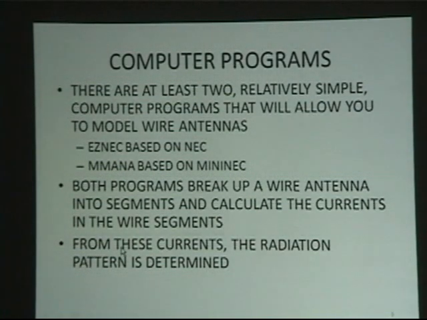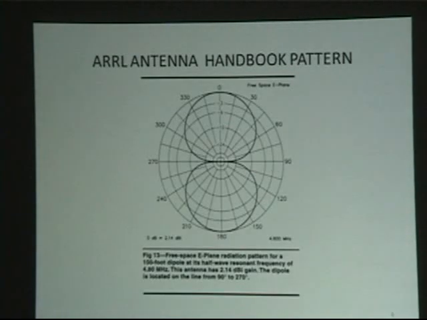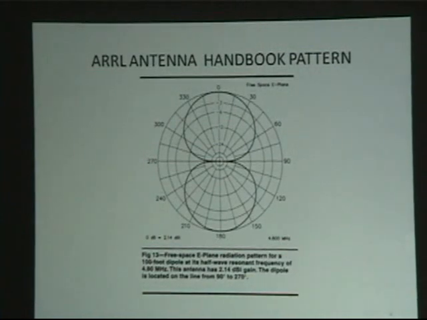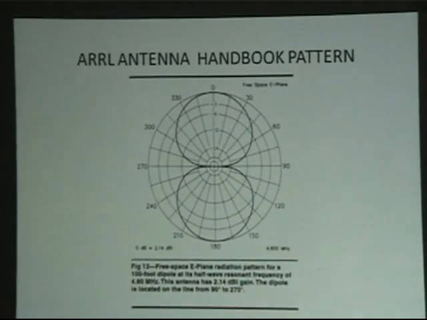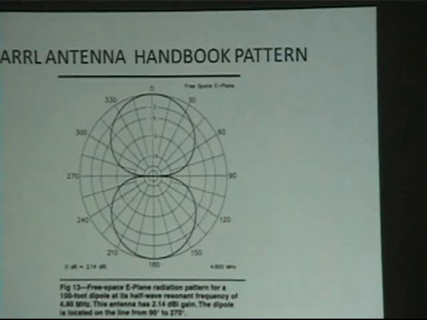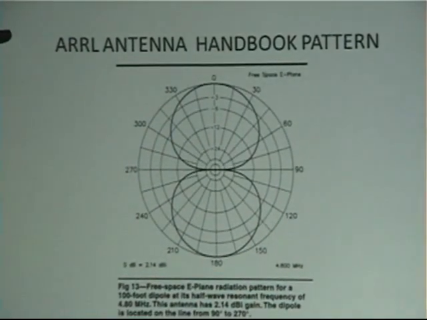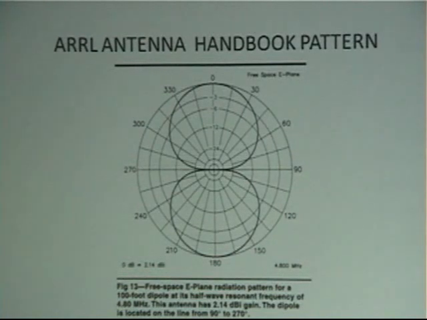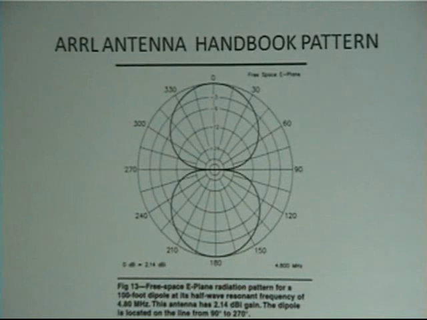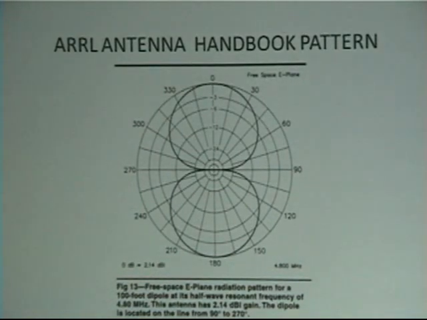So let's see. I thought what I would do is start with an antenna type that everybody knows, and I'll show you the interface with EZNEC for this. This is a half-wave dipole. This is a pattern looking down. If you imagine that the wire for the dipole is horizontal, then the radiation pattern in the azimuth would be two loops.